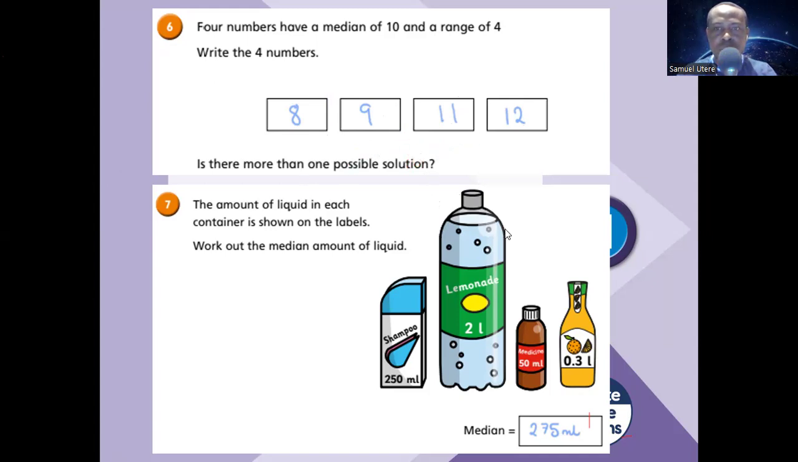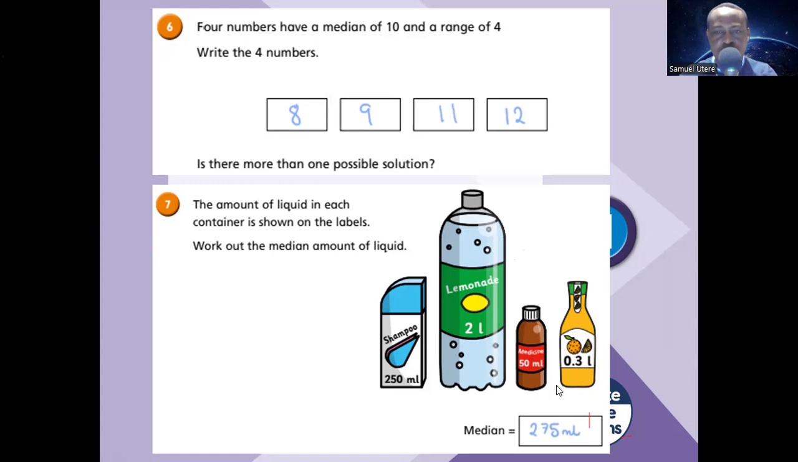Question 7. You are asked: the amount of liquid in each container is shown on the labels. Work out the median amount of liquid. Here, remember our starter, we worked out that 1000 ml is equal to 1 liter. So this should be 2000 ml, and then this should be 300 ml.